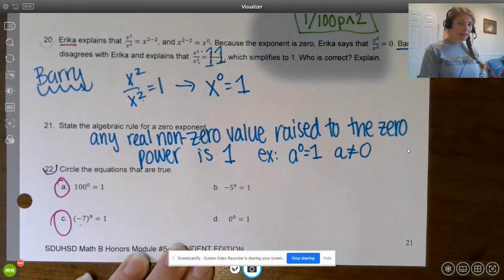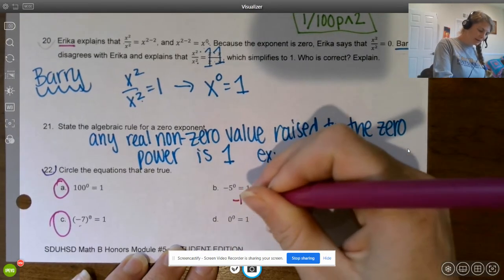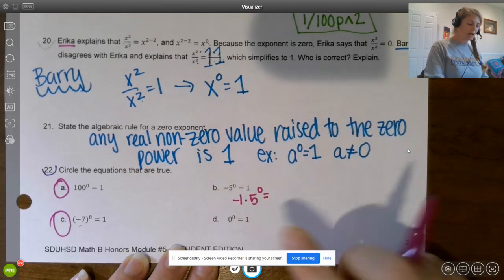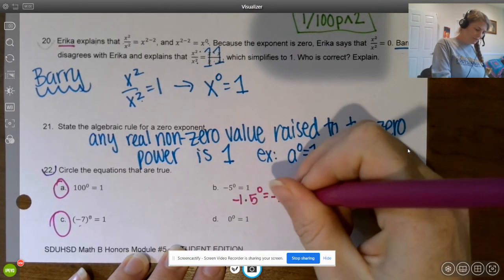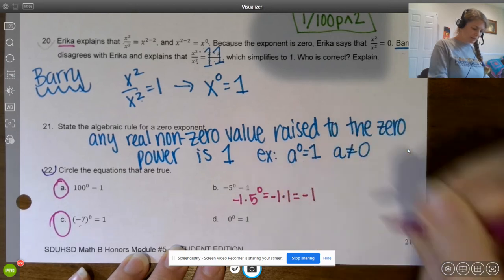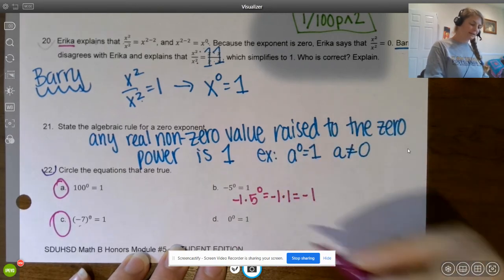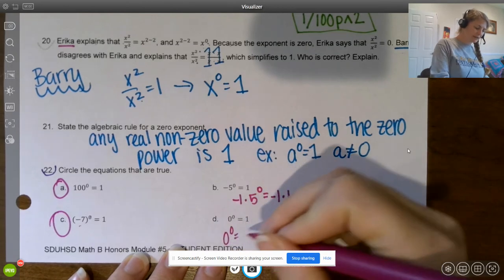Uh-oh, did you pick B? Well, remember, B is negative 1 times 5 to the 0. That exponent of 0 only belongs to the 5. So this is negative 1 times 1, which indeed is negative 1. And 0 to the 0 power is undefined.